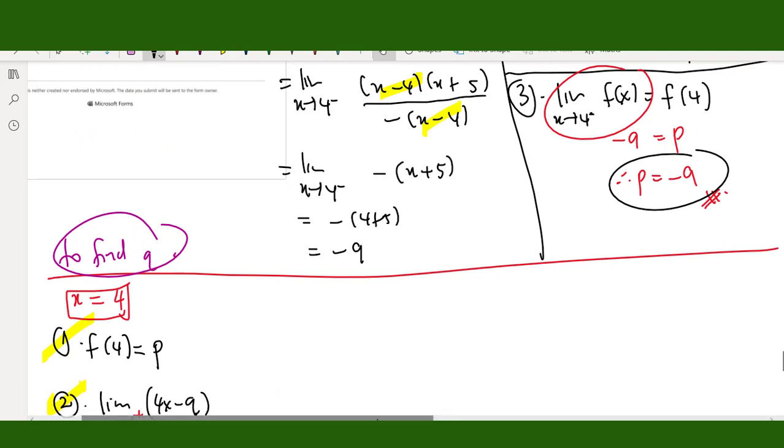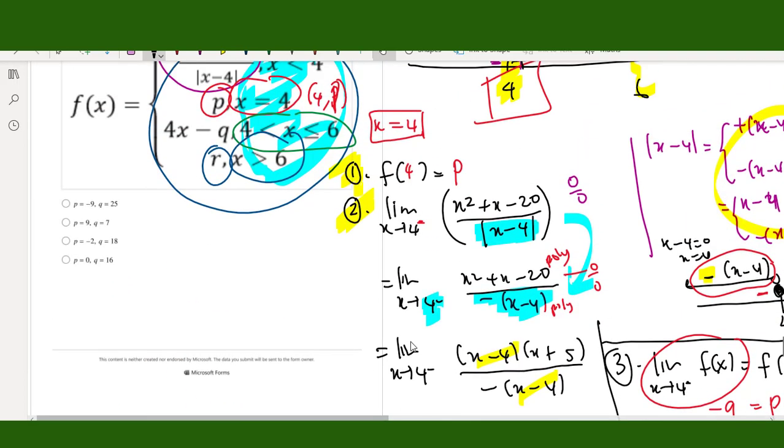Then the option is negative 9, 25. So this is the answer. So done.